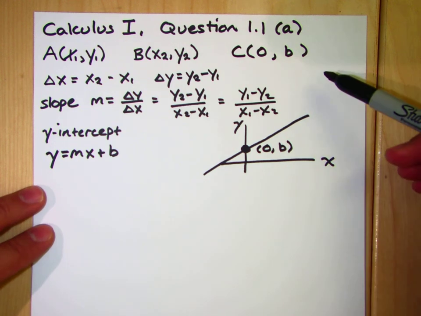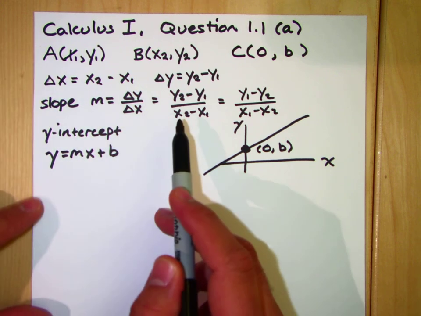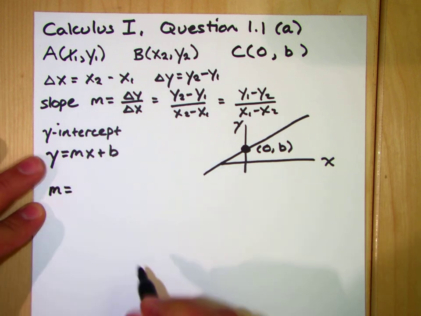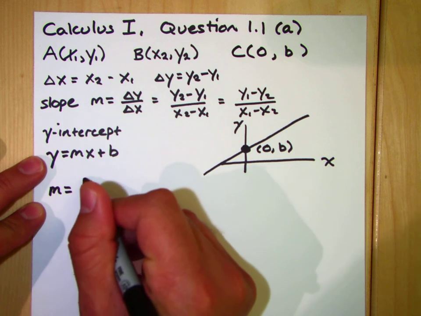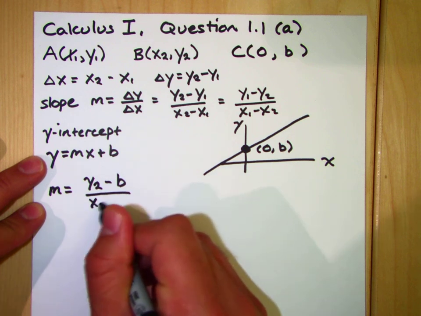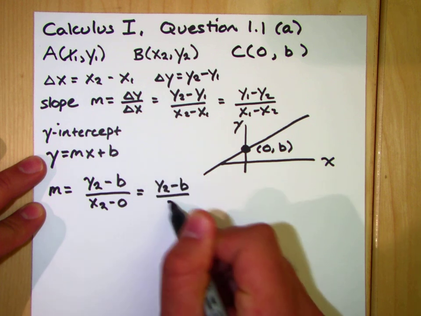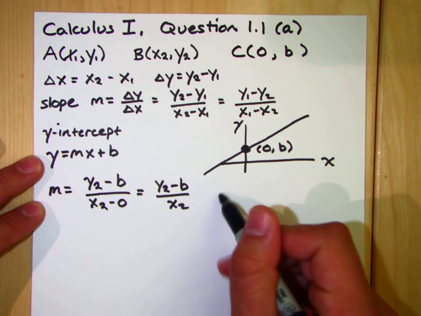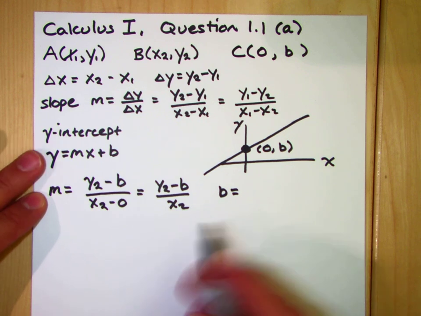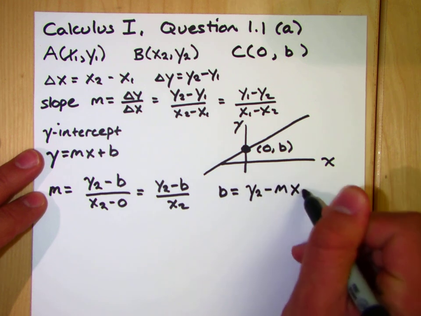The slope of the line can be calculated with any 2 points. So up here we calculated the slope with point A and point B. Now what happens if I calculate the slope using point B and point C? Well, the slope m is equal to y2 minus b over x2 minus 0. And this simplifies to y2 minus b over x2. Now if we solve for b, if I multiply through by x2 and I flip things over, this should give us b is equal to y2 minus m x2.